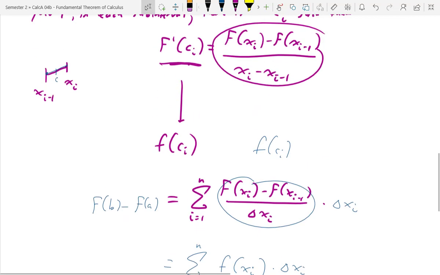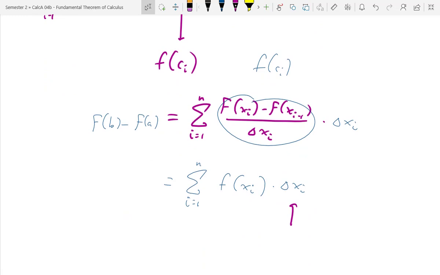C sub i? At this point, we're just calling it f of x sub i. I'm just saying this is really what the derivative is. The delta x sub i is like a macro thing, a huge difference. What's the micro version of that? If delta x is a macro, very visible difference, what's the infinitely small version of delta x?